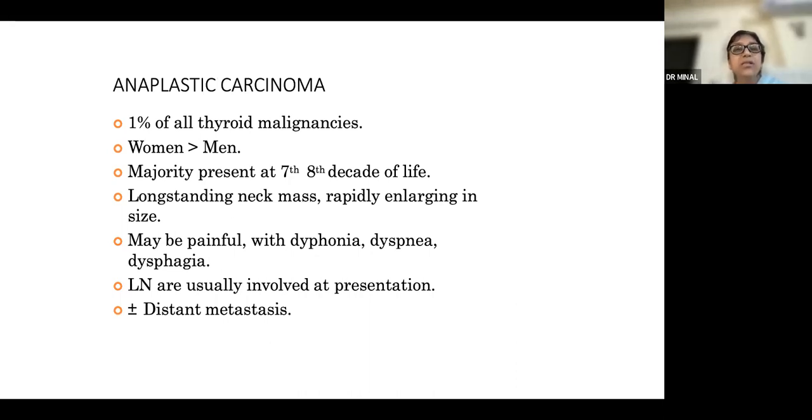Anaplastic carcinomas, they are very rare. Again, women are affected, but they are the most dangerous types. The mortality is very high, mostly presenting in the later ages of life. There's a long-standing neck mass which is rapidly enlarging. They can be painful with dysphonia, dyspnea, and dysphagia. Lymph nodes are usually involved at presentation, and distant metastasis may or may not be present.